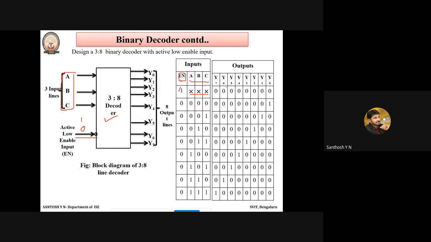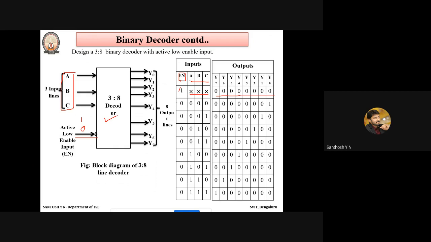Coming to the truth table, in the input section there are 4 inputs. Actually, there are 3 inputs, that is A, B, C, and the enable is used to activate the decoder. If the enable signal is 1, irrespective of your inputs, you will get the outputs as 0. Why? Because, as I just explained, in order to activate the decoder you have to pass 0 only. If you pass 1, you will get all the outputs as 0. We can see the outputs here: all the outputs are zeros because the decoder is deactivated.